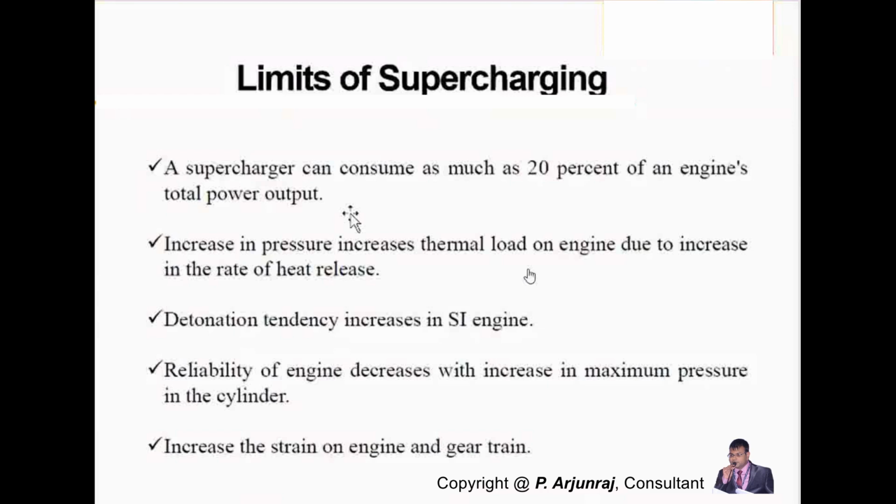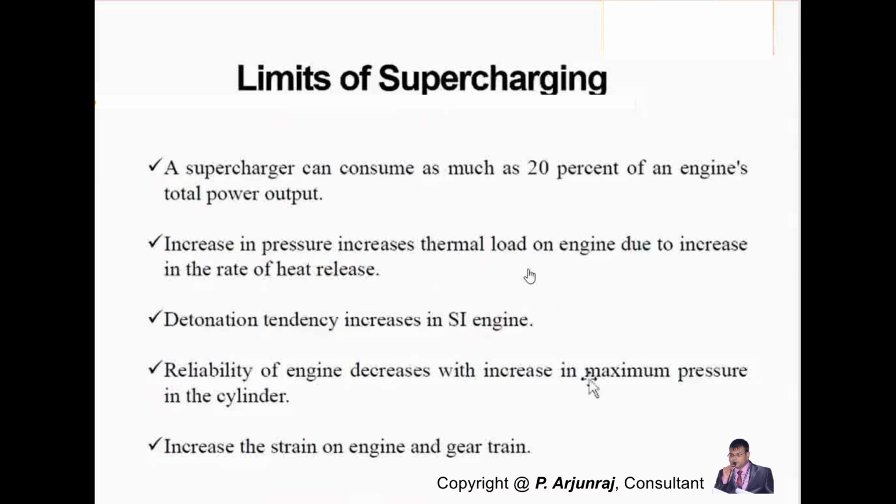The other drawback is with respect to the increase in pressure. When the pressure gets increased, the thermal load acting on the engine also increases, and that also increases the rate of heat release. So considering this, the supercharger will not have better performance at higher pressure, because a higher pressure means a higher load on the engine and a higher heat release rate. Optimizing that, you have some drawbacks. And again, detonation also gets increased.